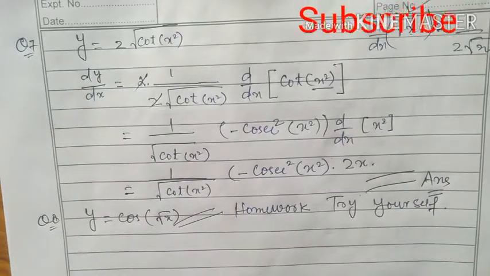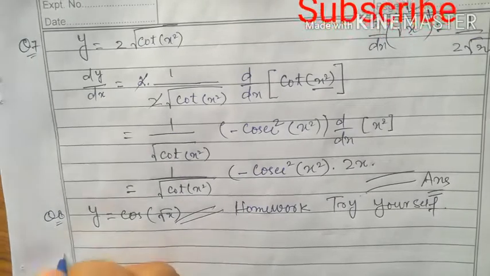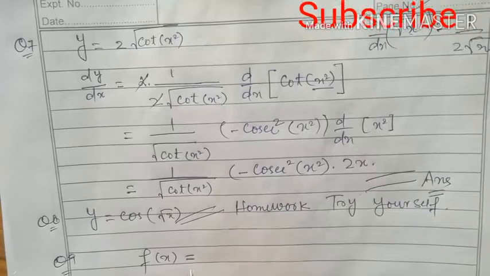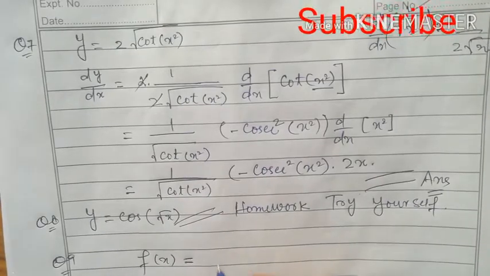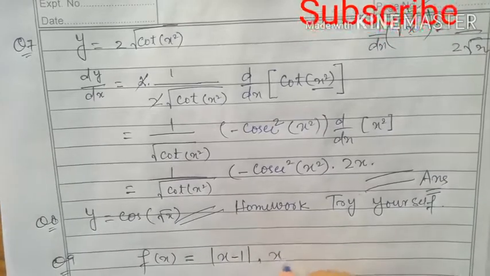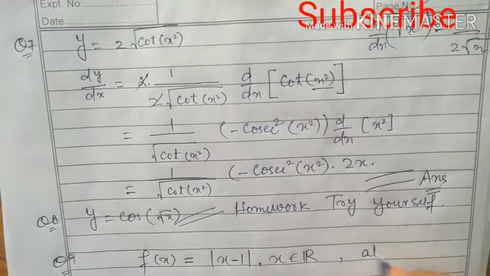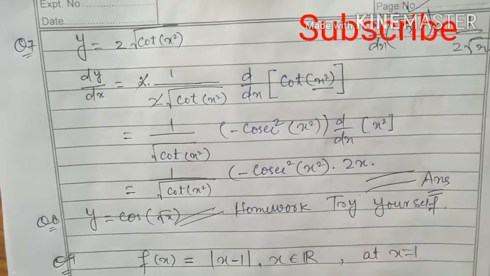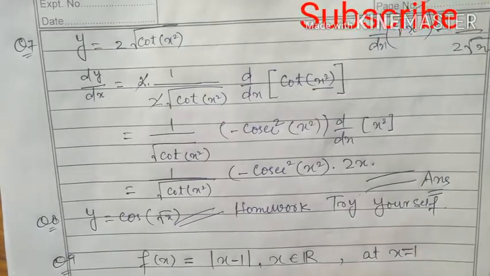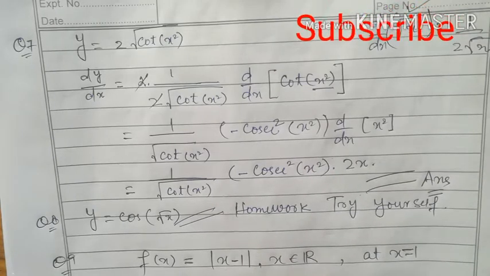Okay, now question number 9 is prove that the function defined by f of x is equal to mod of x minus 1, x belongs to R, is not differentiable at x is equal to 1. So we have to check this function is not differentiable at x is equal to 1. Already we discussed about mod function.